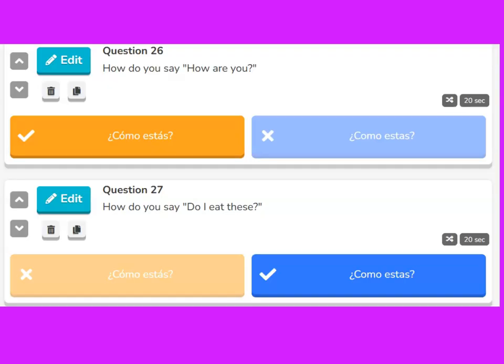Okay. So, for example, one mistake they always make is that they leave off the little accent on all the, como estás? They leave off both these accents, okay? They don't think it's important, and I want to show them it is important. So I've got this question, and I just duplicated it and changed the thing that it says, and then changed which one was correct, okay? So how do you say, how are you? Como estás? How do you say, do I eat these? Okay, como estás? All right. So now they're starting to think about, hey, those accents are important.